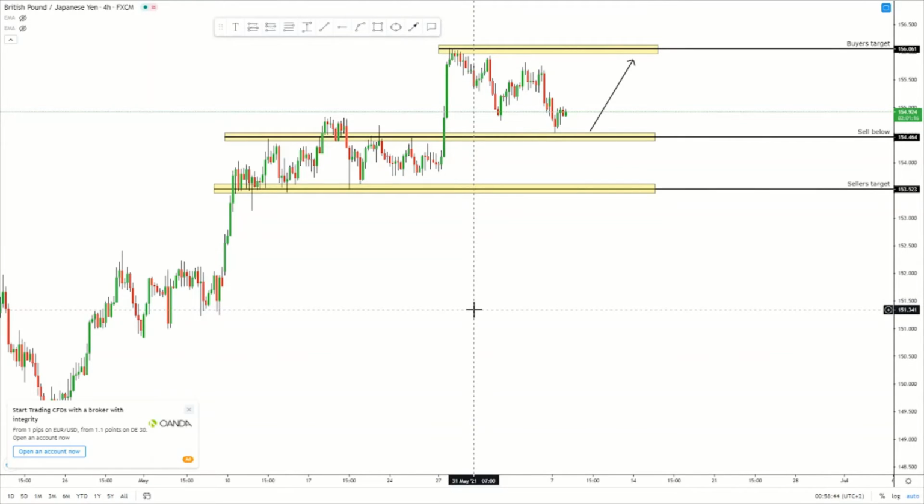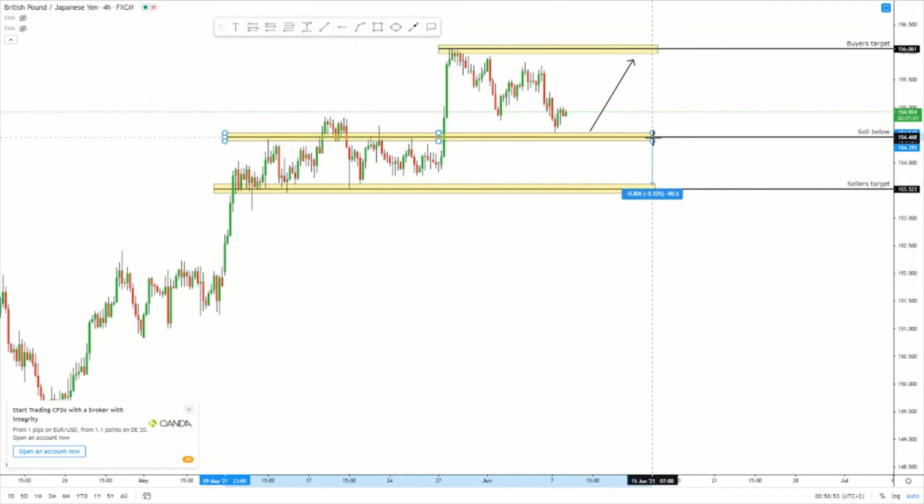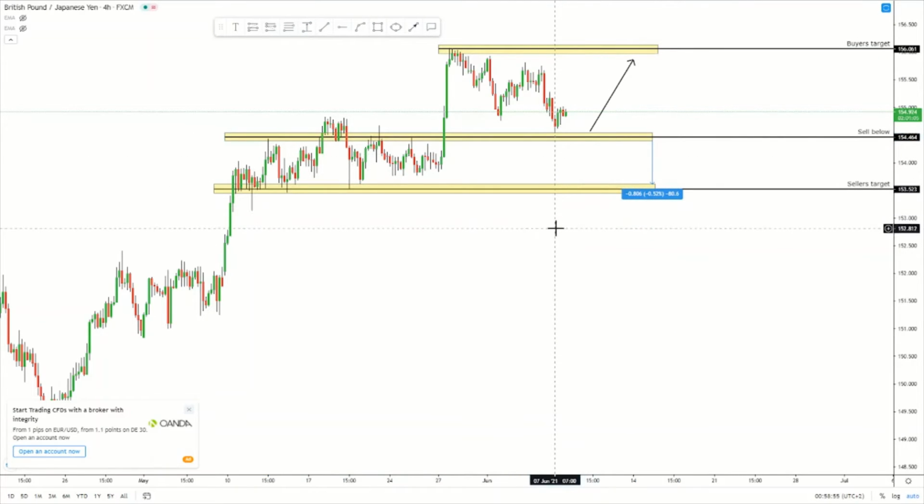The next trade, let's put this in over here. How long would we hold that trade? That's about an 80 pip move, which is quite a big move as well. That's the only thing I can see at this current moment on this pair.